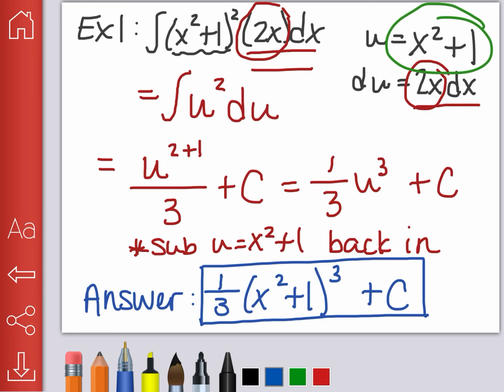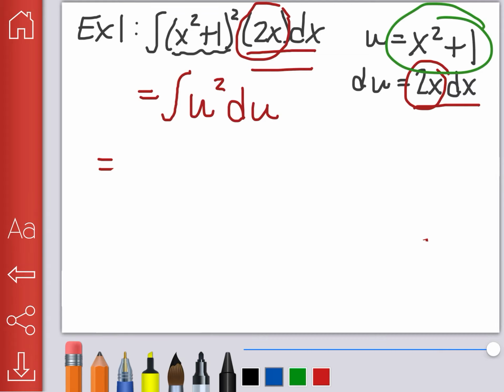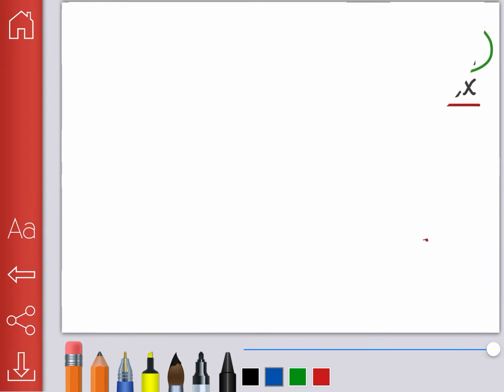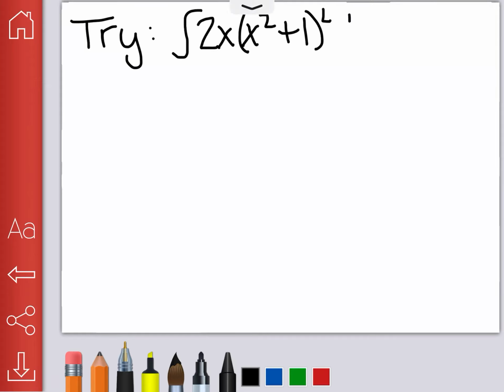Okay, so the biggest challenge is really figuring out what u needs to be. Once you get it all subbed in, it's just like taking a normal integral. So let's try a new one. Remember, you can pause me if you're not done. All right, so pause and try this one. If we have 2x times (x squared plus 1) to the 4th dx.